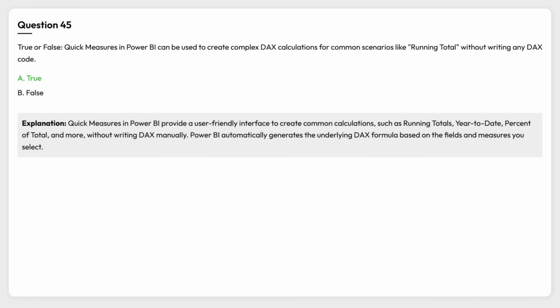Quick measures in Power BI provide a user-friendly interface to create common calculations such as running totals, year-to-date, percent of total, and more without writing DAX manually. Power BI automatically generates the underlying DAX formula based on the fields and measures you select.